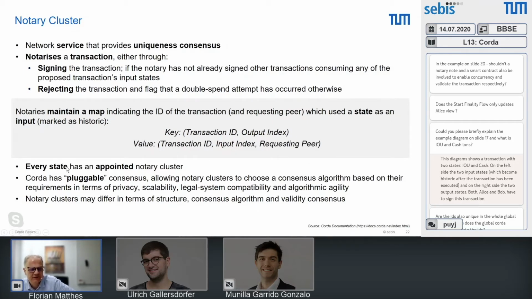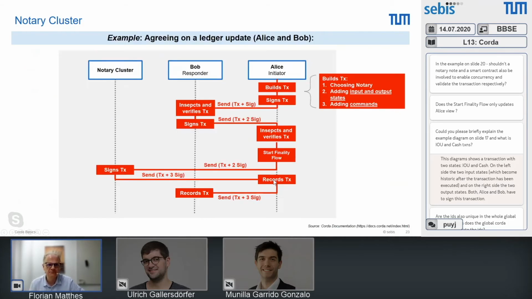Each state has an appointed notary cluster, so a state assigns directly to the notary cluster that should validate it, which makes sure that it doesn't float around between different clusters. Again, like we have seen with Hyperledger, there are pluggable consensus algorithms which can choose different ways of doing this mapping. But I don't go into the details here, and I could imagine that most of these systems run on a very default consensus algorithm.